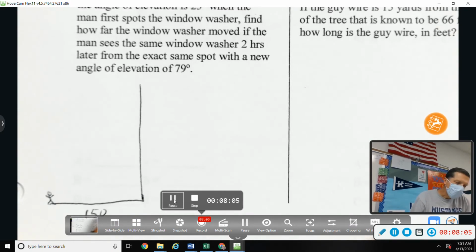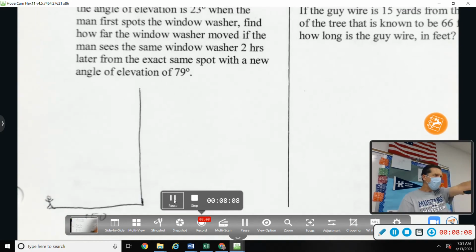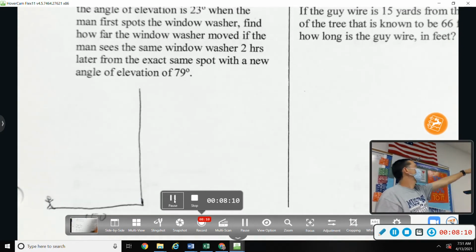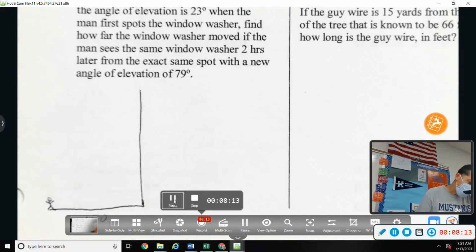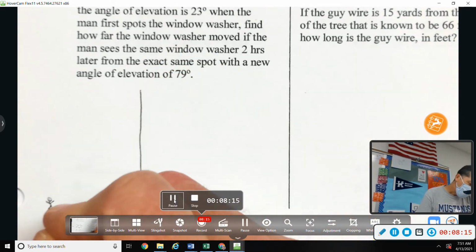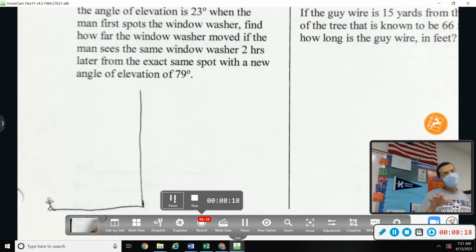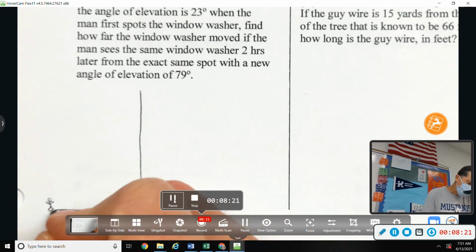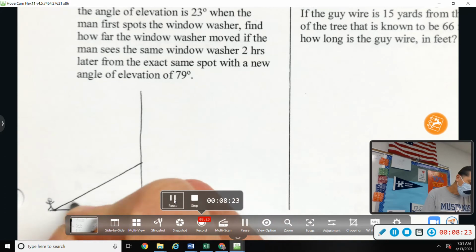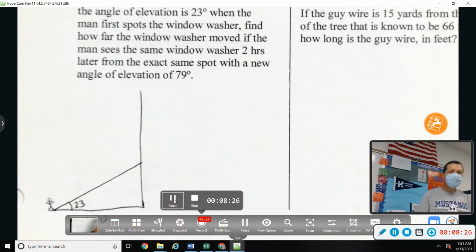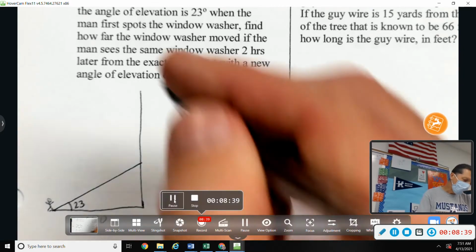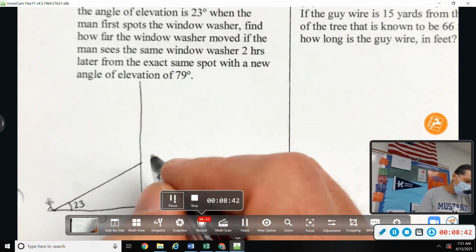The angle of elevation, again, if you're looking straight out, your angle of elevation is 0. As you lift up, that's what increases your angle of elevation. So at first, we'll just assume the man is laying on the ground looking up, so we don't have to worry about his height. So the first glance, that angle of elevation is 23. Find how far the window washer moved if the man sees the same window washer 2 hours later from the exact same spot with a new angle of elevation of 79.